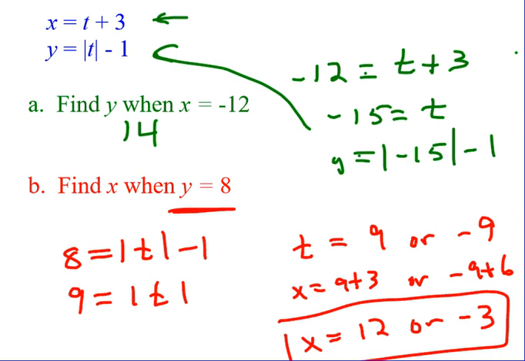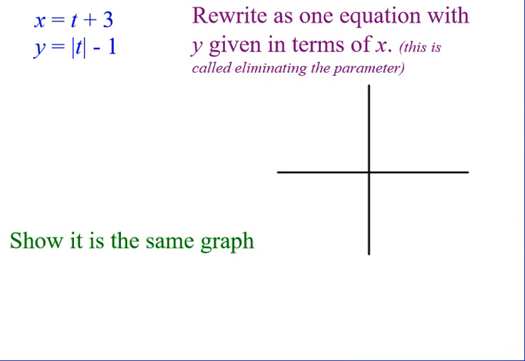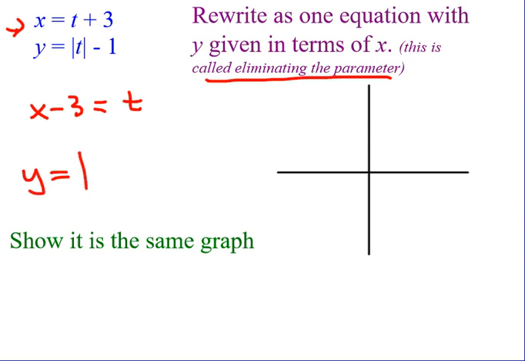Okay. Another thing we can do with this is we can turn this parametric equation into a y equals equation. This is called eliminating the parameter. Rewrite as one equation with y in terms of x. So to do that, we generally will take our x equals equation and solve it for t. So I have this equation right here. If I want to solve it for t, I could say x minus 3 is t. And now I can replace t in my y equation with what I just found, which was x minus 3, minus 1.